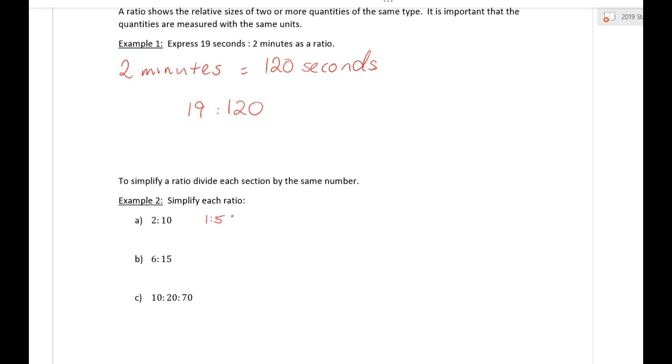6 to 15: I can't divide them both by 2, but they can both be divided by 3, which gives me 2 to 5. Now here, we can probably see fairly quickly that they can all be divided by 10, so this is 1 to 2 to 7. Okay, that is creating a ratio and simplifying a ratio.